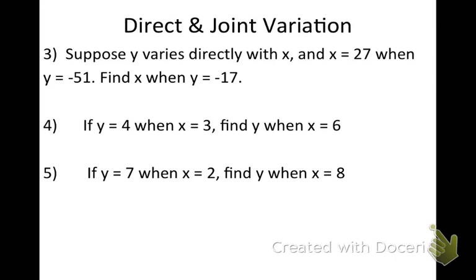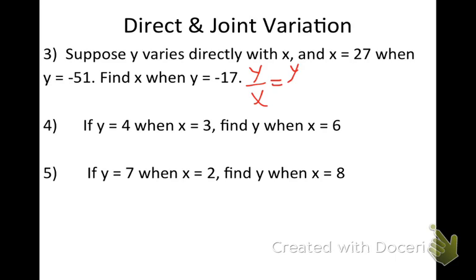Suppose y varies directly with x, and x equals 27, y equals negative 51. Find x when y equals negative 17. Number 4, if y equals 4 when x equals 3, find y when x equals 6. And number 5, if y equals 7 when x equals 2, find y when x equals 8. Take a couple seconds to try these 3. Number 3, what's the proportion you would set up, Lane? 47 over negative 51, then x over negative 17.